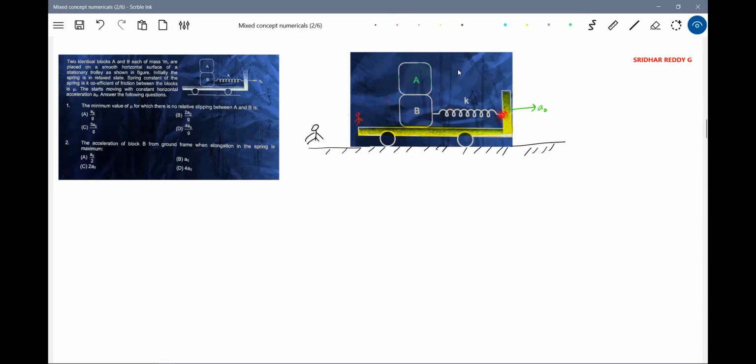So first what will happen as you start moving, this end you are accelerating it. Then this will get elongated. Then spring force will act. This spring force will accelerate block B. Block A will oppose. So therefore the friction force on block B will come like that. The friction force on block A will act here. Then for no slipping, there should be a static friction. That's one basic necessary idea.